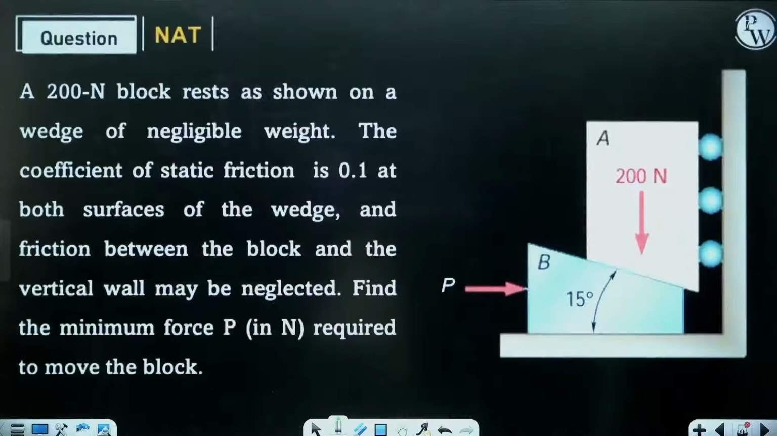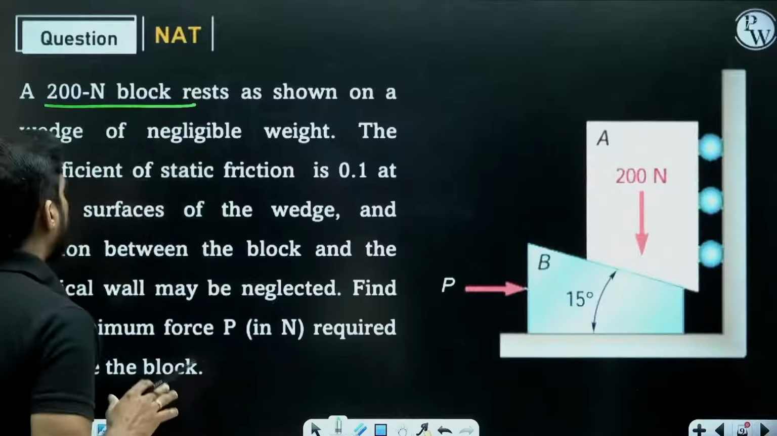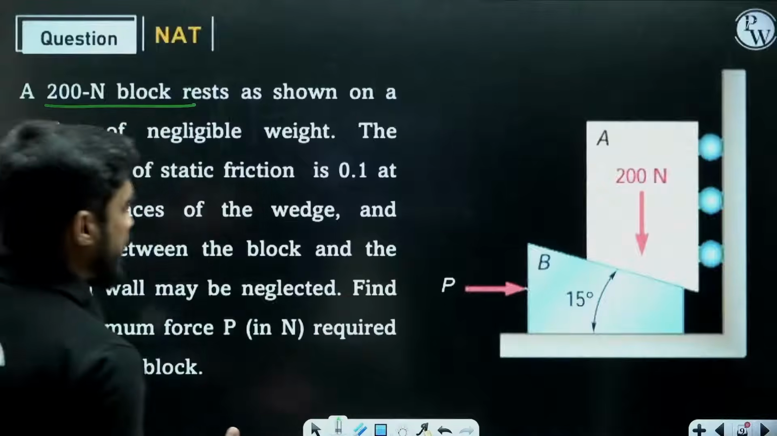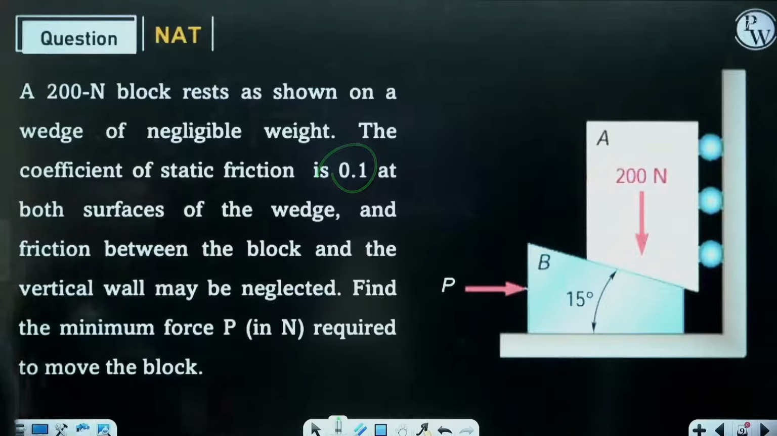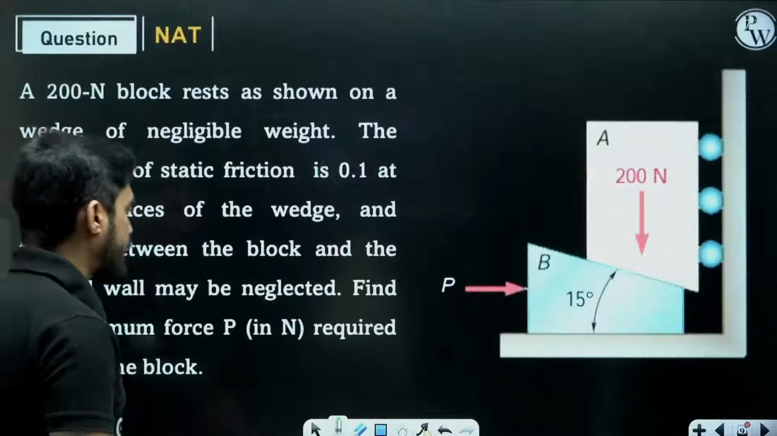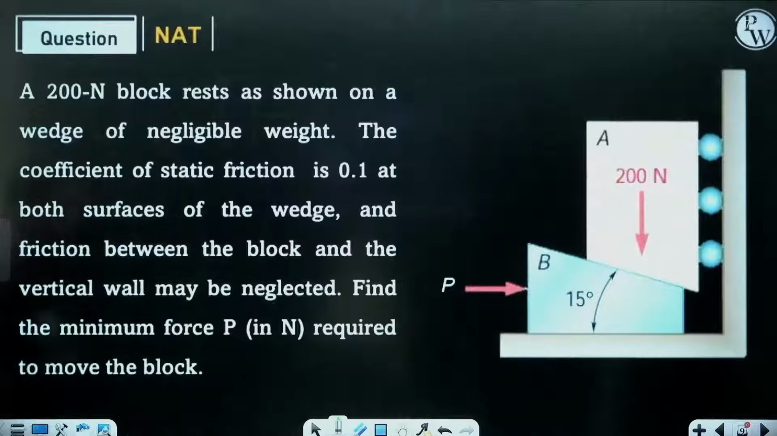Let's move on to the next question, and this is our next question. A 200 Newton block rests as shown on a wedge of negligible weight. The coefficient of static friction is 0.1 at both surfaces of the wedge, and friction between the block and vertical wall may be neglected. Find the minimum force required to move the block.